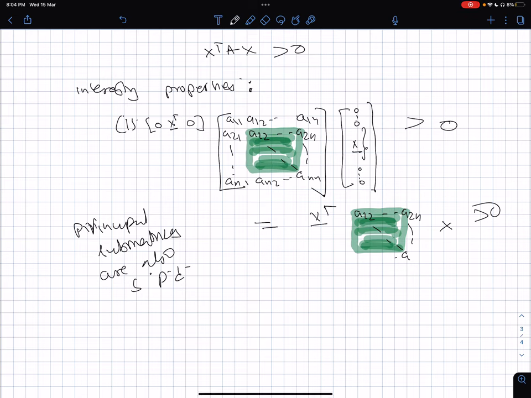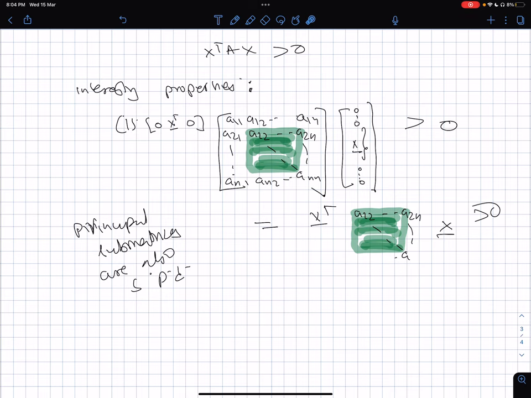Why does this have to be greater than 0? Because the matrix is positive definite, so for any x not equal to 0 it has to be so, but this is the same as this, so this also becomes greater than 0 for all possible non-zero x bars, which basically means that this submatrix is also positive definite. So that's another very interesting characterization which you will see in many places.